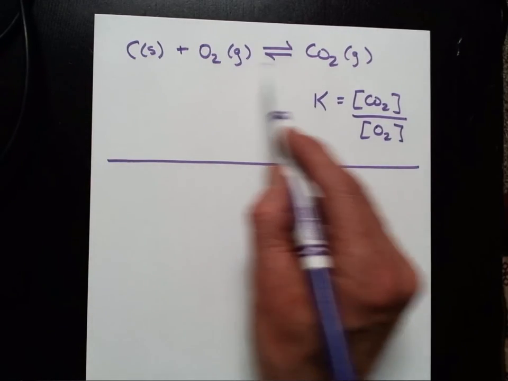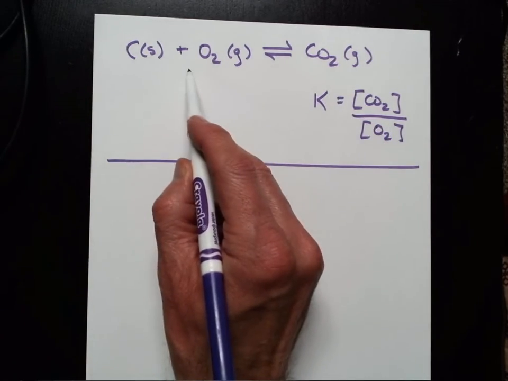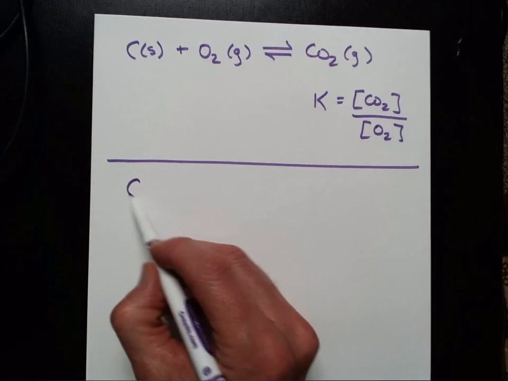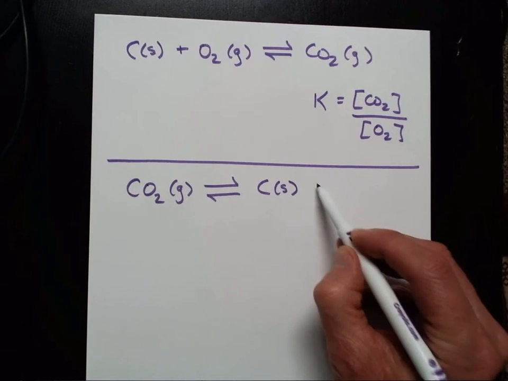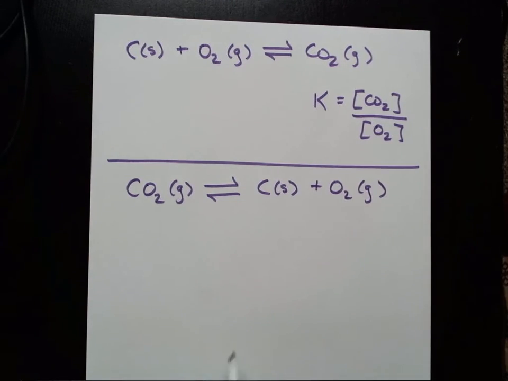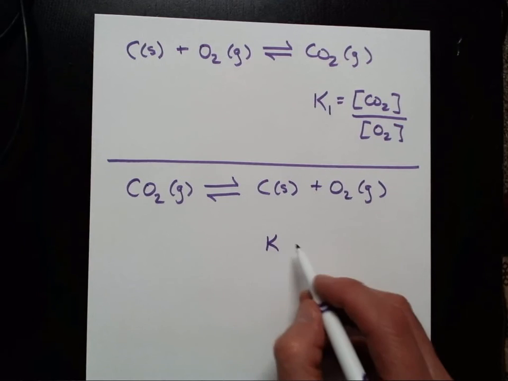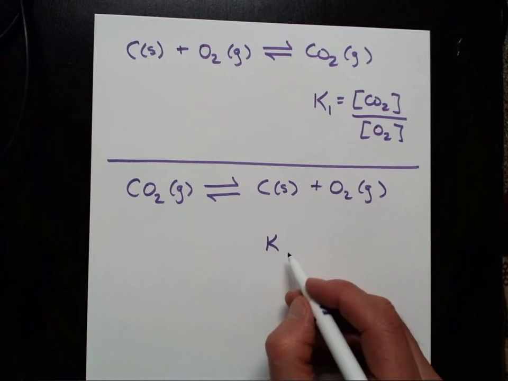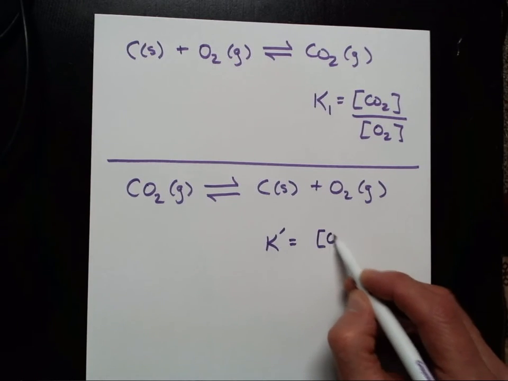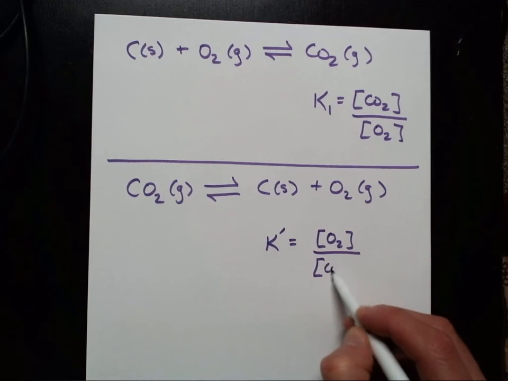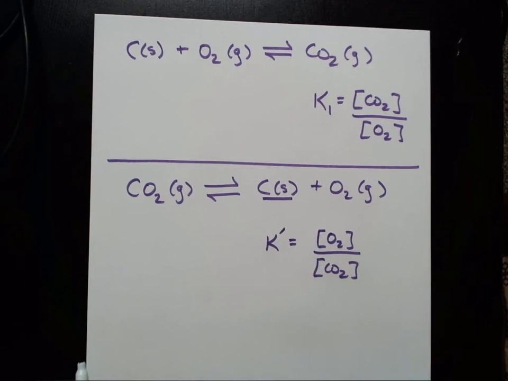In this case, we're going to reverse the original equation. So that means the product's going to become reactant, and the reactants are going to become products. So I'm going to go CO2 gas reacts reversibly to form solid carbon and O2 gas. Let's see what this new equilibrium constant is. We'll call this one K1, and we'll call this one K prime, all right? So that's going to be equal to the concentration of O2 divided by the concentration of CO2, products over reactants. I don't include this because there's a solid.